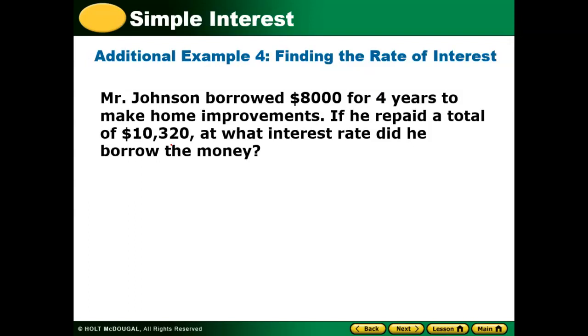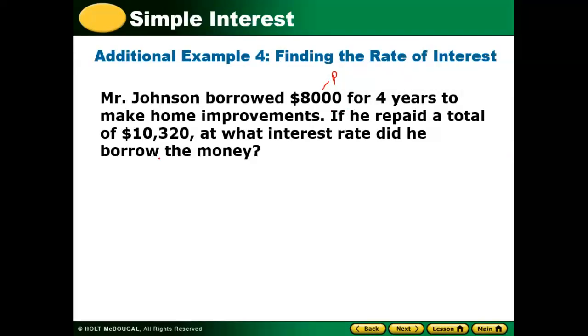So now, what if we're asked to find the rate? We've calculated finding the time, we've found the interest, we found the amount, but now what if I find the rate? So we start off with, okay, sorry, back up a minute here. So Mr. Johnson borrowed $8,000 for 4 years. So this is the principal amount he borrowed for 4 years to make home improvements.